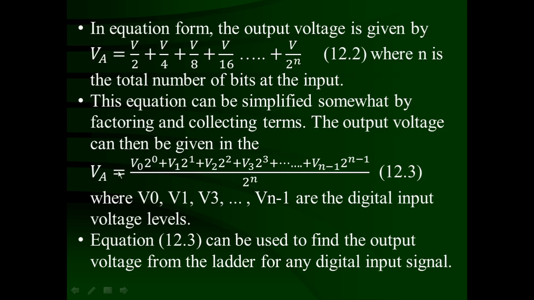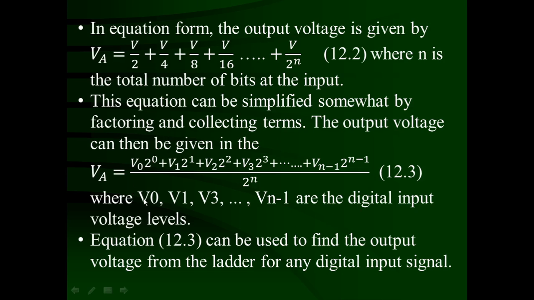So this equation VA, that means the analog output voltage corresponding to the digital signals, is going to be given by this equation 12.3, which is nothing but V0 into 2^0 plus V1 into 2^1 plus V2 into 2^2 plus V3 into 2^3 plus etc. plus Vn-1 into 2^(n-1), upon, that is the denominator, 2^n, where V0, V1, V2, V3, etc. Vn-1 are the digital input voltage levels.